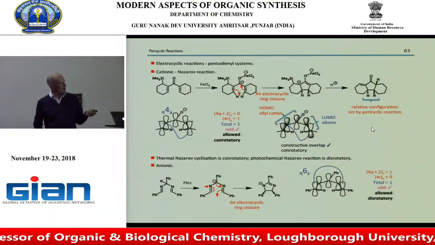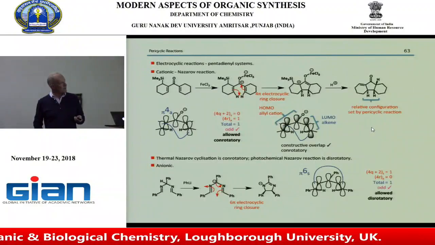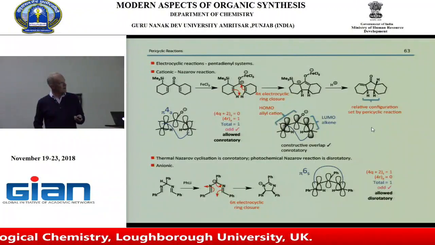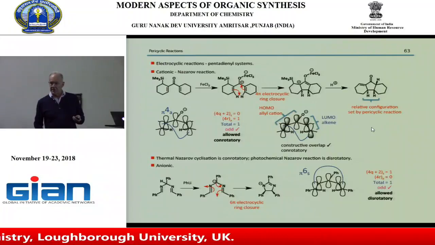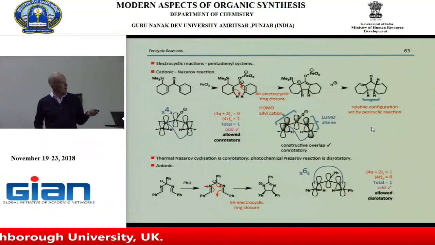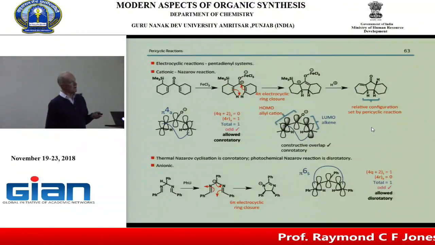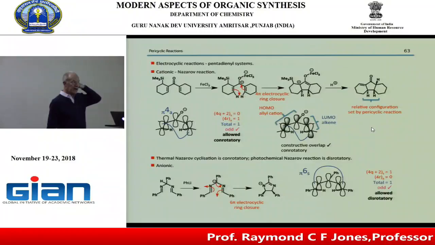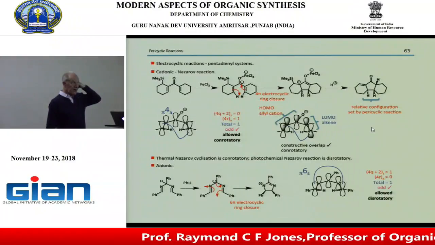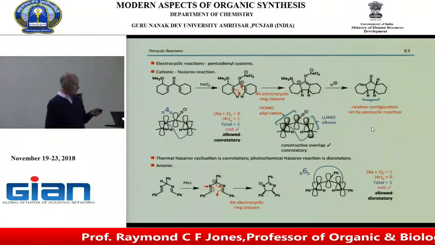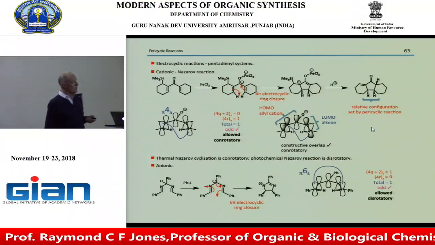So those are the curly arrows, and it's 4 pi, so it's going to be conrotatory thermally. In fact, one H will go down and one H will go up. So that obeys the rules. The relative configuration of those two new asymmetric centers is controlled by the pericyclic reaction, by a conrotatory process.